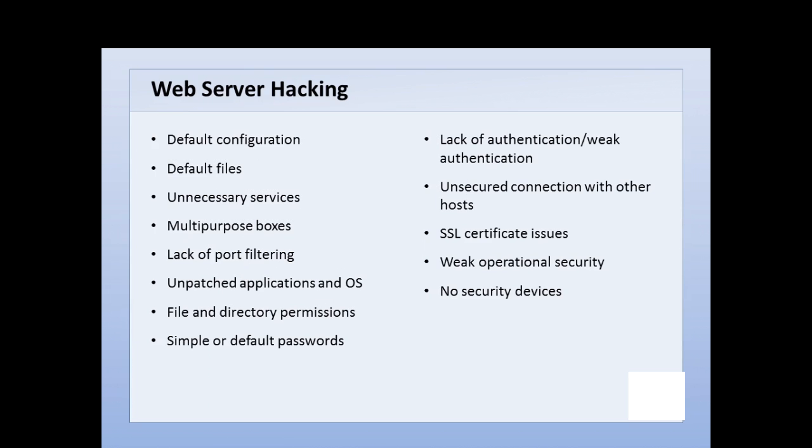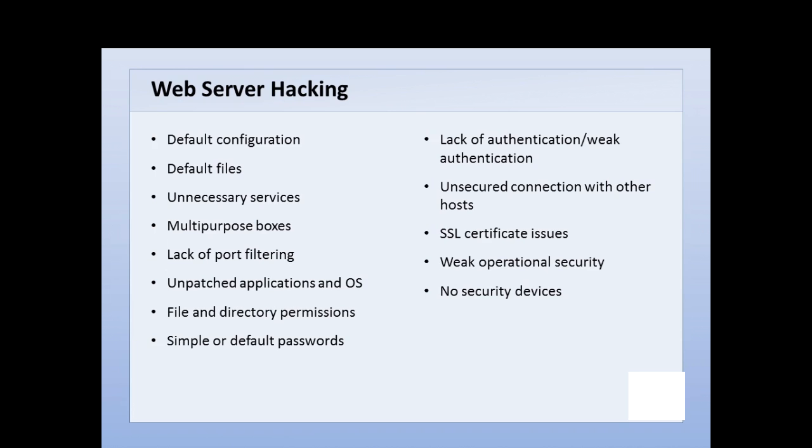Some of the things that we might look at specifically for a web server, and some of these are very generic and some of these are specific to web servers, are default configuration. In other words, how did it get configured after it was installed right out of the box? Did it get locked down, or is it still in its default state? Any default files that might be out there. A lot of web server applications like Apache and IIS use default files and default directory structures. That, unfortunately, if not locked down, could leave the web server wide open to attack.